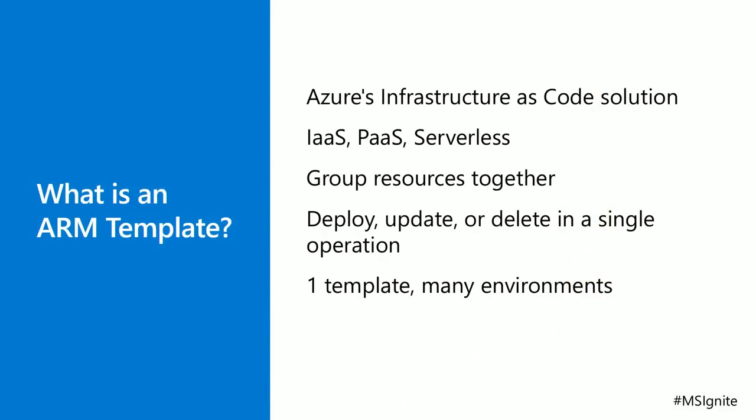So an ARM template is basically infrastructure as code. It allows you to provision Azure resources, and these resources might be infrastructure as a service like virtual machines, disks, networking components, as well as platform as a service, whether it's an app service or a container host, or even serverless functions and logic apps. All of these can be managed from Azure Resource Management templates. It allows you to group related resources together. And what's nice is with a single operation, you can deploy complex assets.